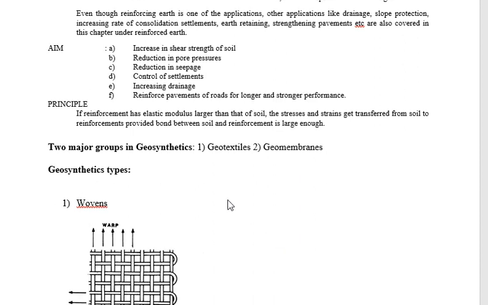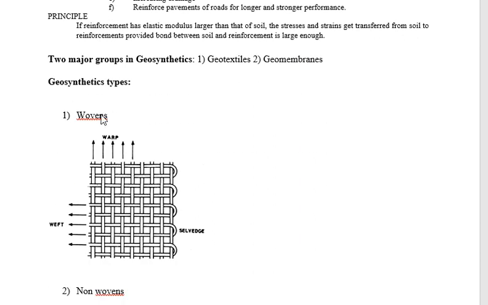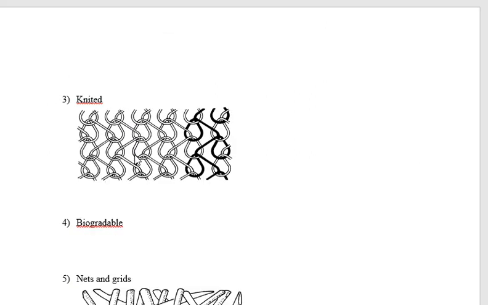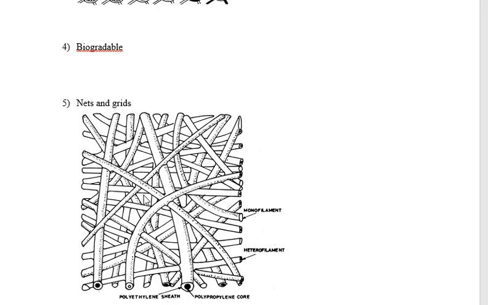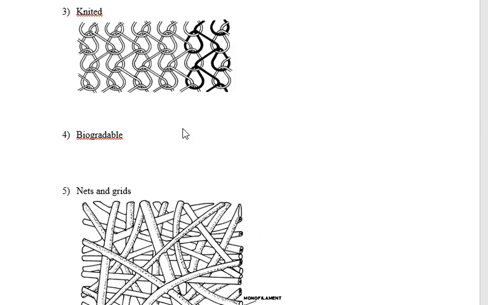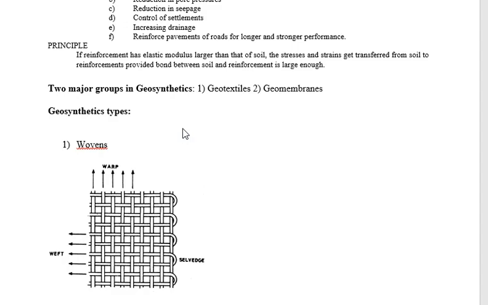Next, the geosynthetic types are wovens, non-wovens, knitted, biodegradable, nets and grids, and composites, etc. These are the types of geosynthetics. First we discuss wovens. Usually wovens were the first to be developed from synthetic fibers.